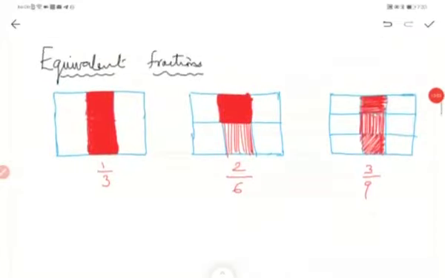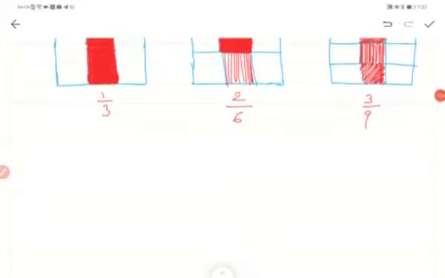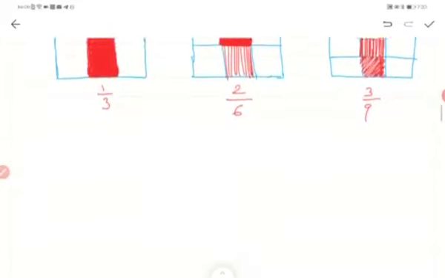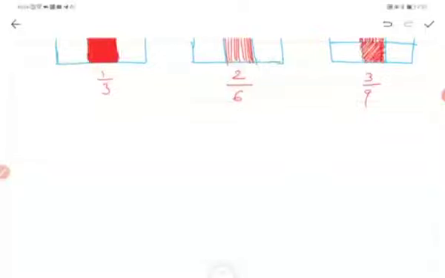Okay, so I hope everyone understood equivalent fractions. If you have any doubt, we can discuss, we will do more problems on it in our Zoom meeting. Okay, now let's see what are like fractions and unlike fractions.